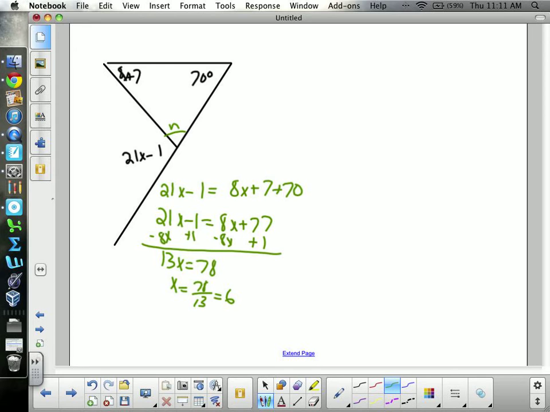Well, what is the fraction? 78 over 13. So x is 6. So that's our value of x. But that one is more complicated. Like I said, if you don't know the exterior angle theorem, you're not going to get that one. You're probably not getting that one.